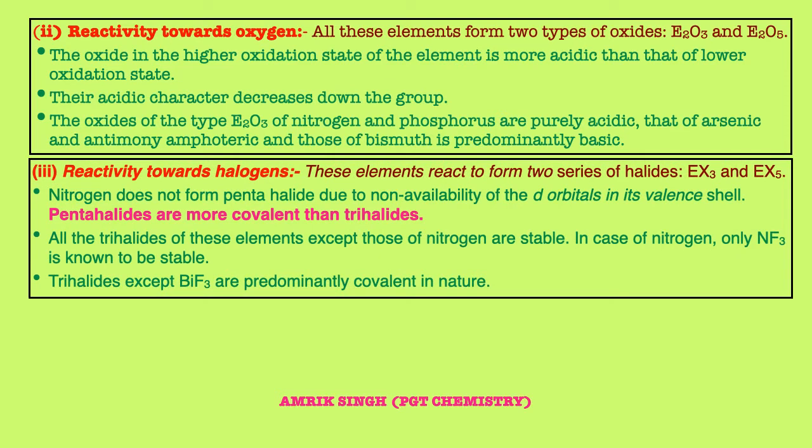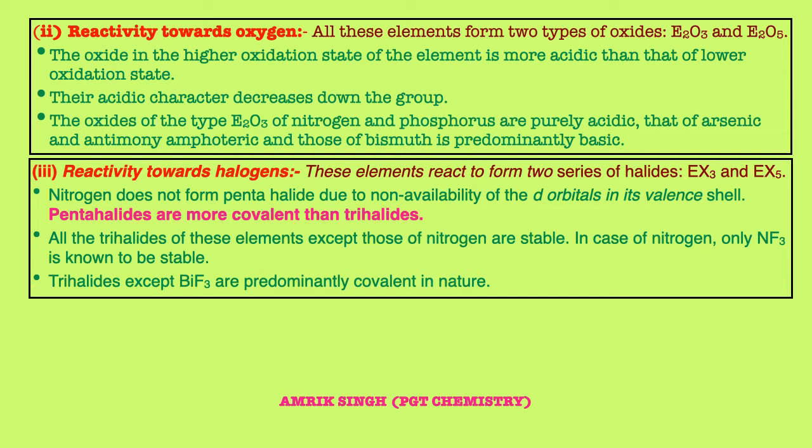Reactivity towards halogen. These elements react to form two series of halides, EX3 and EX5. We already know PCl3 and PCl5. Nitrogen does not form pentahalide due to non-availability of d orbital in its valence shell. In other words, NCl3 exists but NCl5 does not exist. Why? This question has been asked in the examination several times.